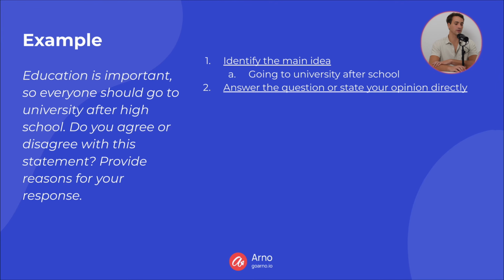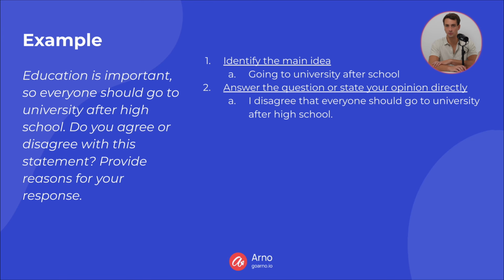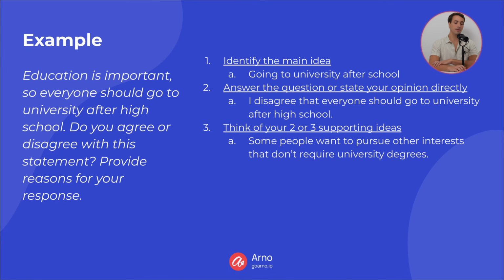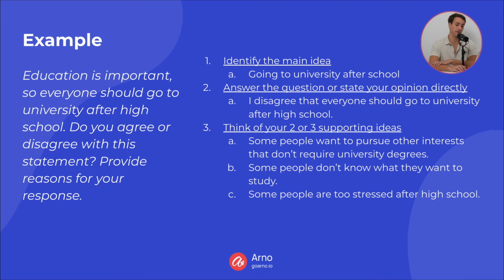Then answer the question or state your opinion directly. Well, I disagree that everyone should go to university after high school. In another lesson, we're going to look at full examples to argue prompts, and you'll see how this statement of my opinion is going to be the first sentence that you should have in your response. Then think of your 2 or 3 supporting ideas. Some people want to pursue other interests that don't require university degrees. Some people don't know what they want to study. Some people are too stressed after high school.